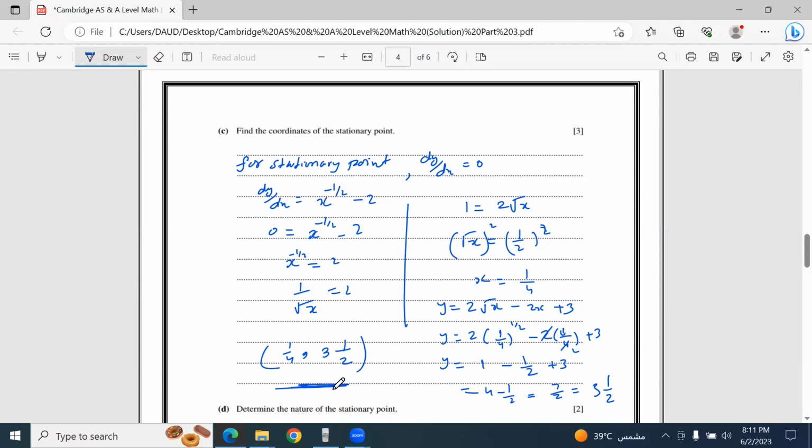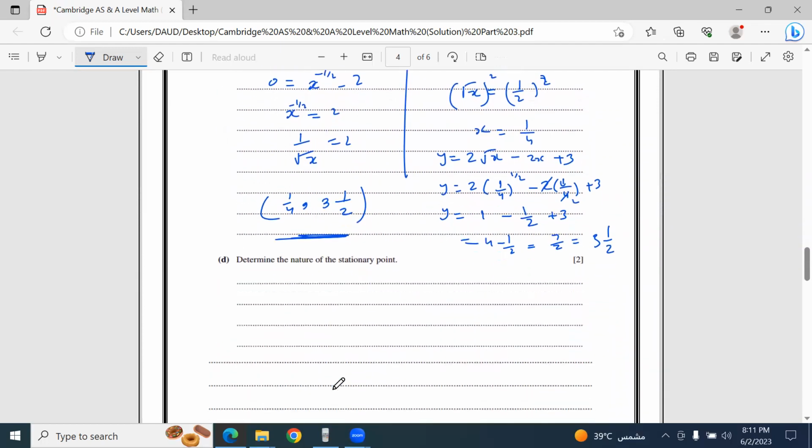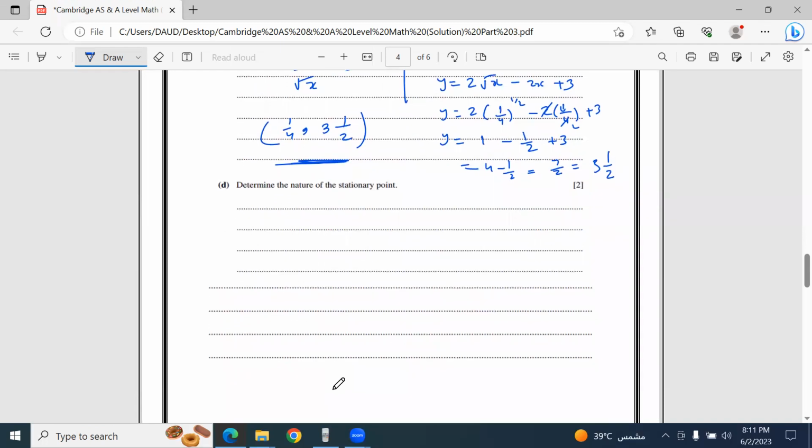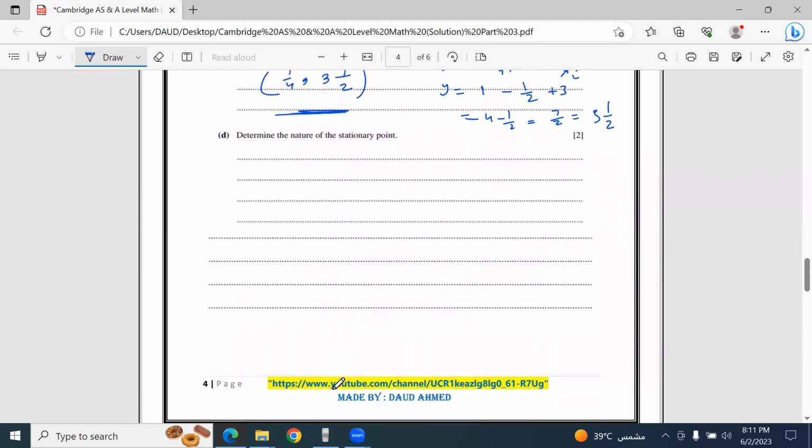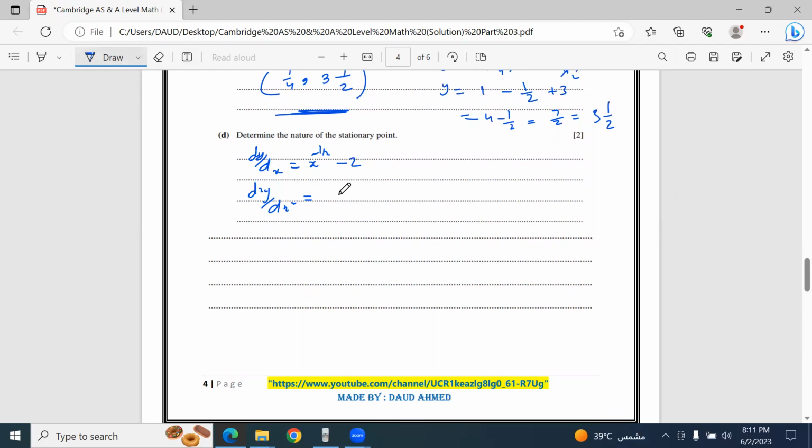Now, next part, we will check whether this stationary point is a maximum or minimum. For that, we will find the second derivative. The first derivative dy over dx is equal to x power minus 1 by 2 minus 2. So the second derivative d square y over dx square gives us, bring down the power which is minus 1 by 2 and subtract 1 from the power, the constant will be 0. So this is minus 1 by 2 x power minus 3 over 2.